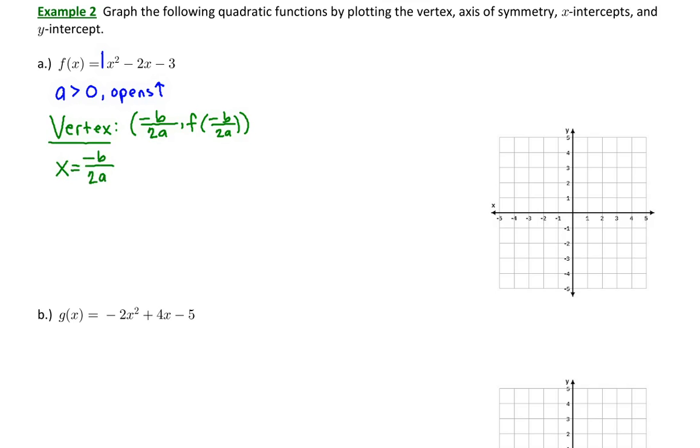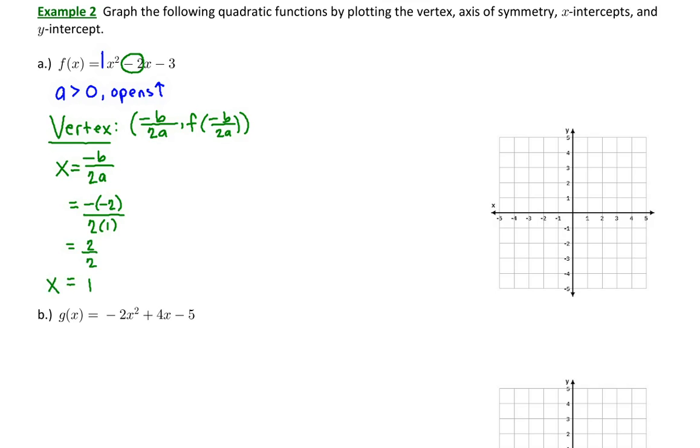The a, b, and c from the quadratic function are the same a, b, and c we picked up for the quadratic formula. So b is this coefficient right here. b is negative 2. So I'm going to record the negative from my formula, and then I'm going to replace the b with negative 2, divided by 2 times a, which is 1. So it looks like we have positive 2 over 2, or the x-coordinate of my vertex is 1.